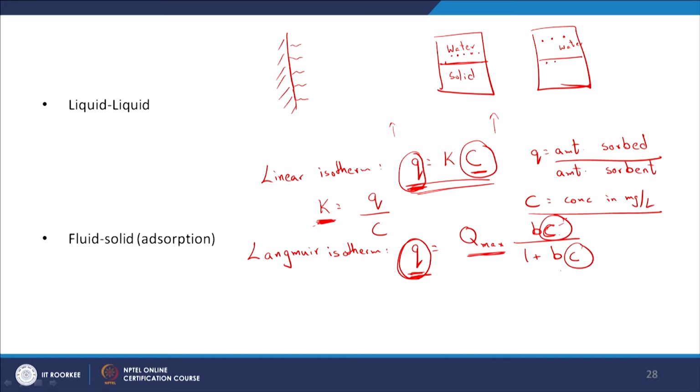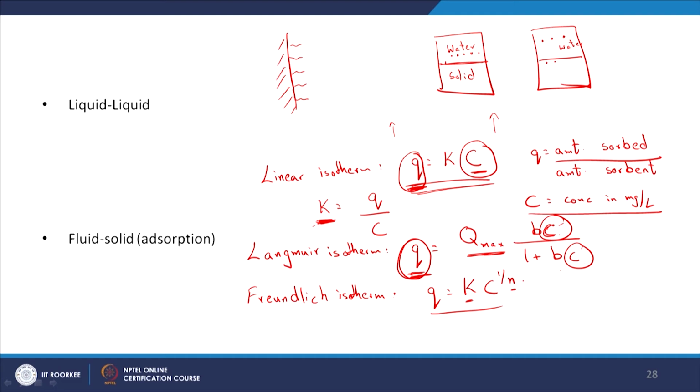Another isotherm widely used is the Freundlich. I believe this is applicable usually for activated carbon, Q equal to K C to the power 1 by n, right, and again these are all empirical models based on which you can calculate the K and n values, yes.